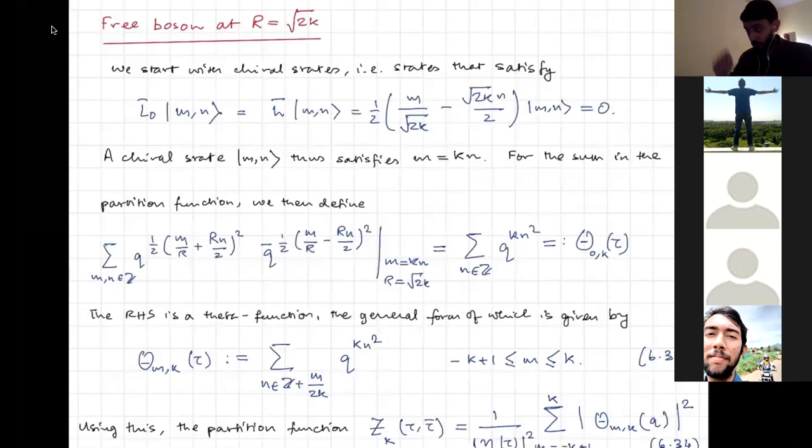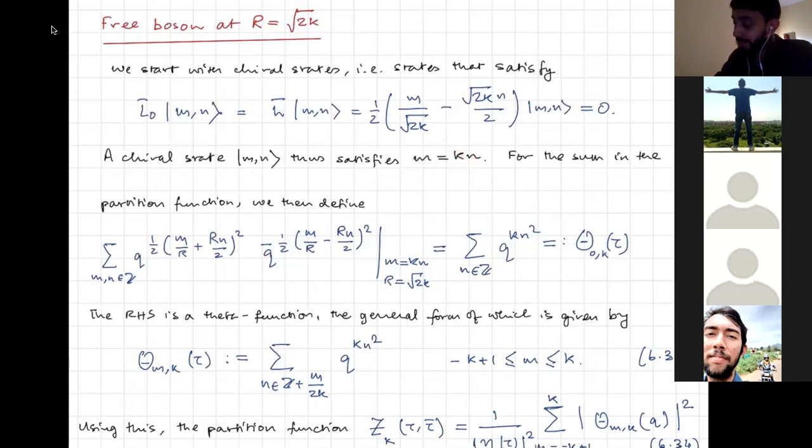Very good. Now, suppose my circle has radius r equal to square root of 2k. Then what we are going to do is start off with some chiral states. By this I mean that your L naught acting on these states will have to be equal to 0. So this means that when you plug it into what we have just seen, M and N have to be related by this number k.